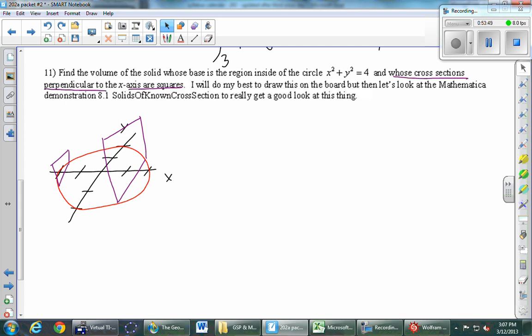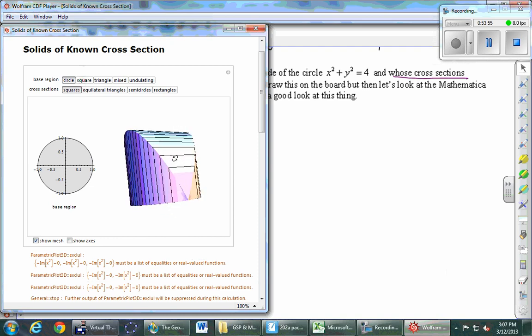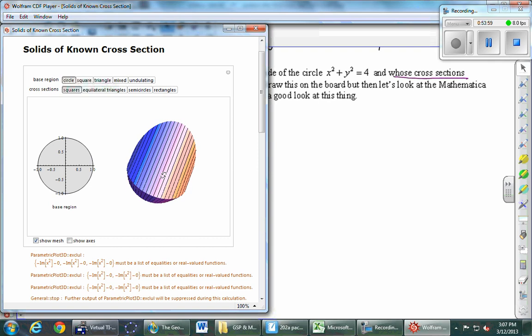You can download this thing for free and then play with it to your heart's content. Here is our picture right here. That is the shape that we get. If we look at it from above, technically we just see the circular base.